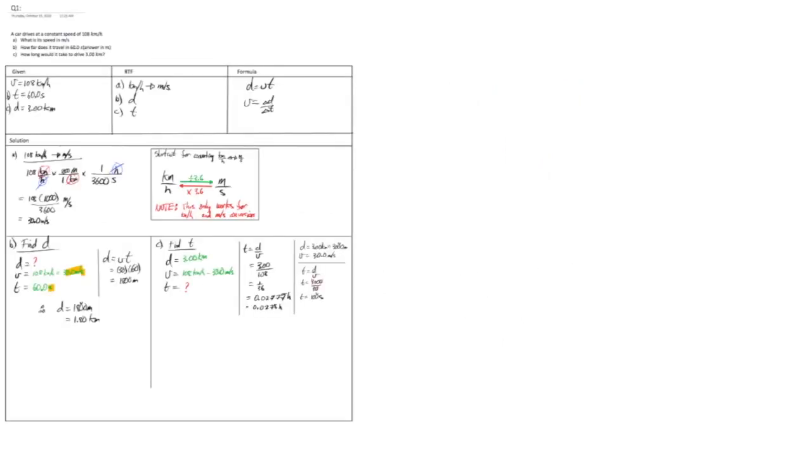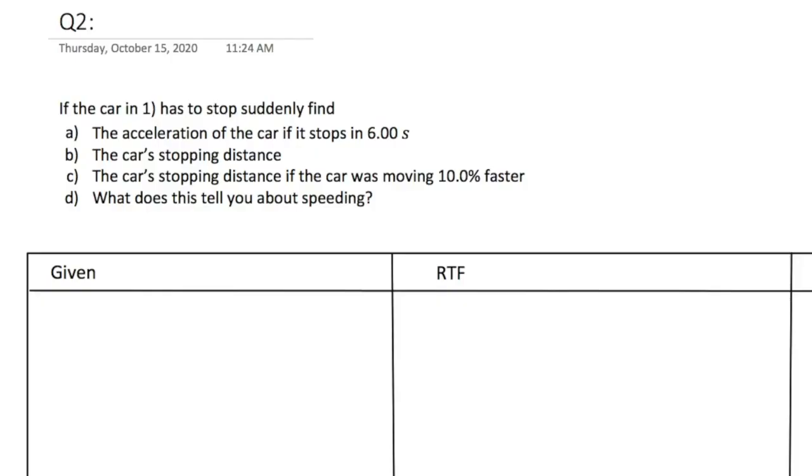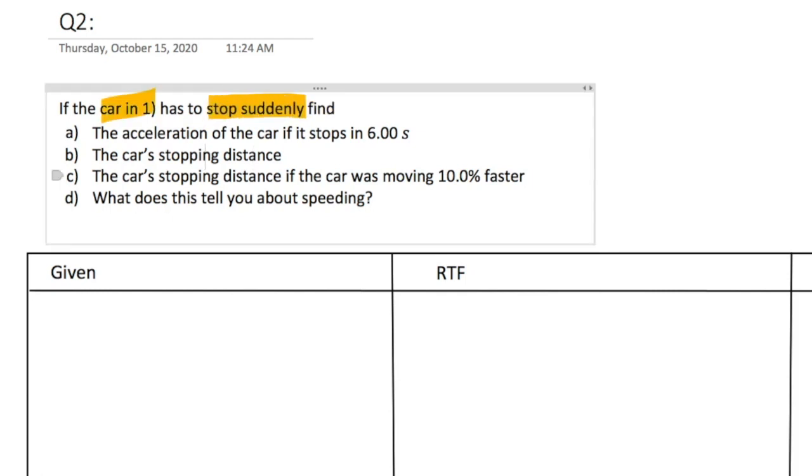So again, that question, all constant motion. Next, question 2. All right, question number 2. If the car in question 1 has to stop suddenly. Okay, so now here's the thing. It's referring to the first question, which means we need to borrow some information from the first question. Secondly, we have to determine what type of motion this is going to be. So is this going to be constant motion or accelerated motion? And that ought to be your clue. So it's accelerated motion, which means we can't use this formula. Nope.